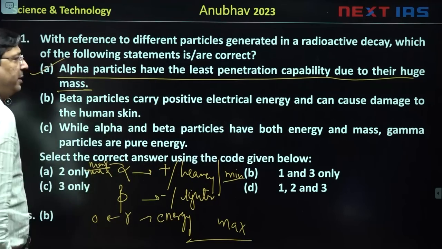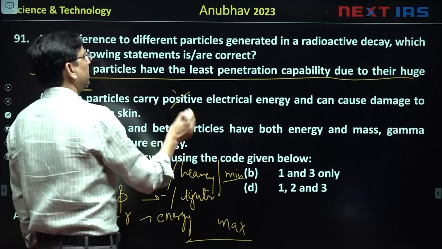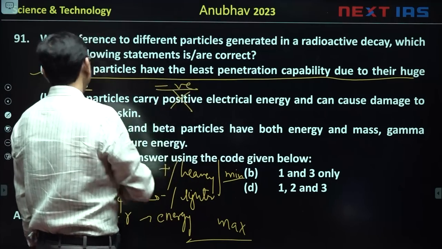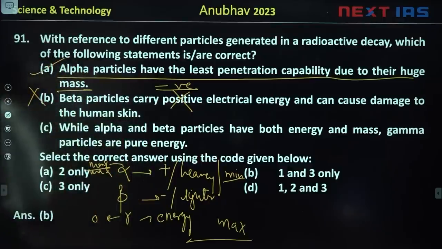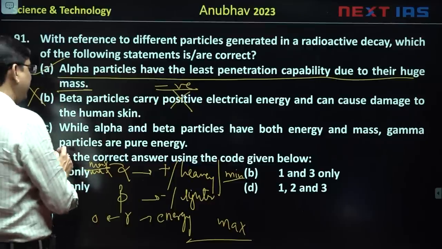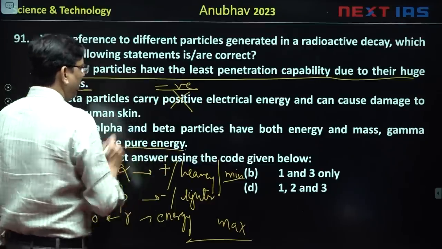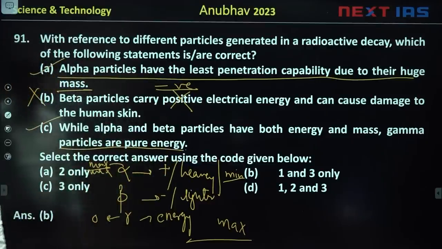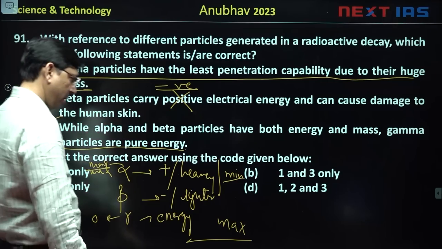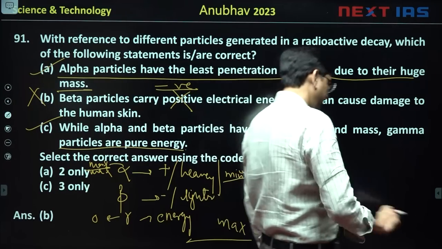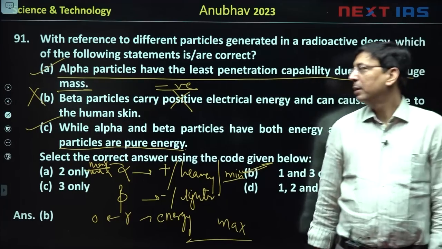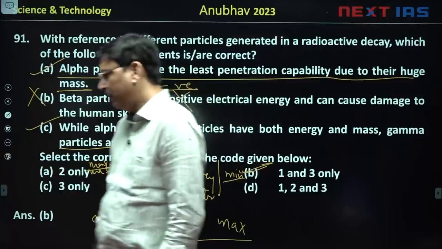Beta particles carry positive charge. Sorry, the charge is negative. So, this statement is wrong. While alpha and beta particles have both energy and mass, gamma particles are pure energy. Gamma rays, only energy. So, answer is B, 1 and 3. So, that is question number 91.